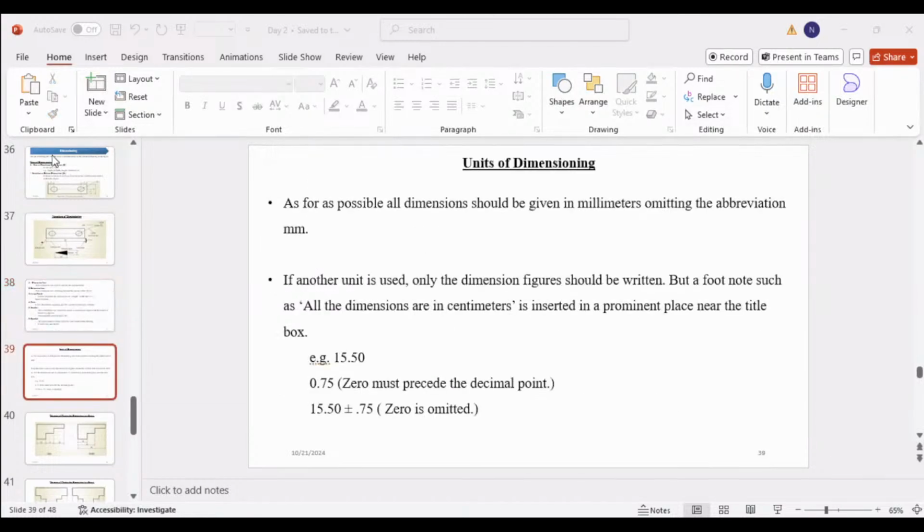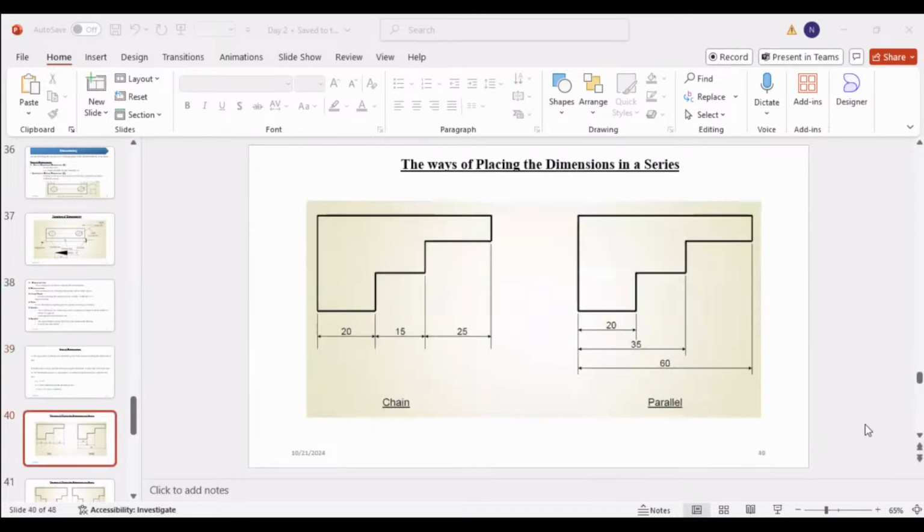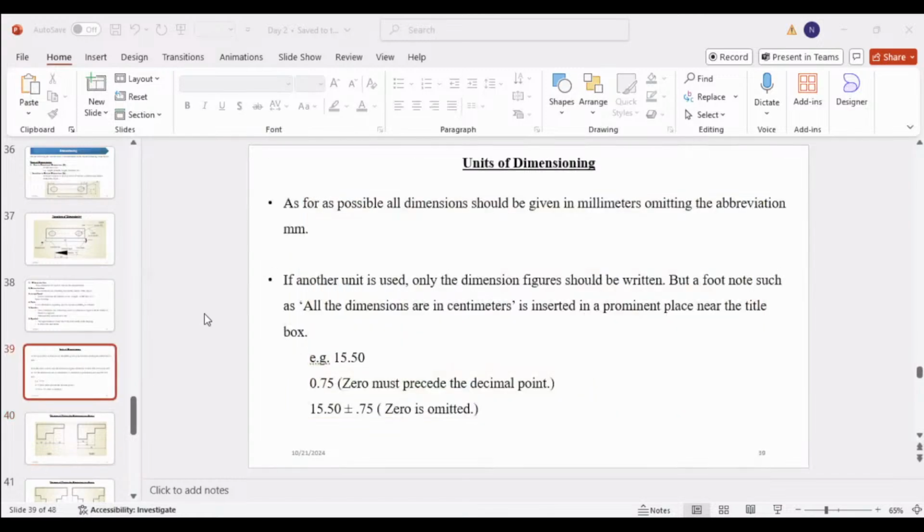Units of dimensioning. As far as possible, all dimensions should be given in millimeters, omitting the abbreviation mm. සාමාන්‍යයෙන් අපි එහෙම ගත්තොත් ඔයාලට පේනවා ඇති 20 15 25 වගේ දාලා තියෙන්නේ මිලිමීටර් තියෙන එකෙන්. පිටිපස්සේ හැමතිස්සෙම mm ලියන්න ඕනේ නෑ කියලා.